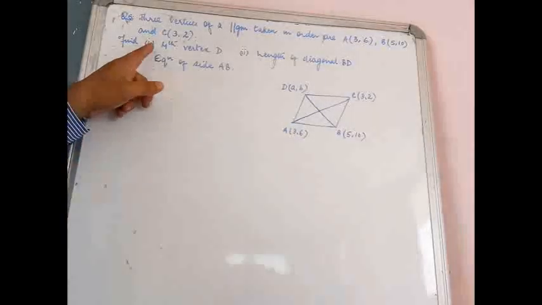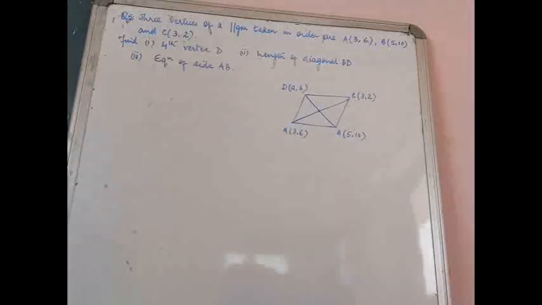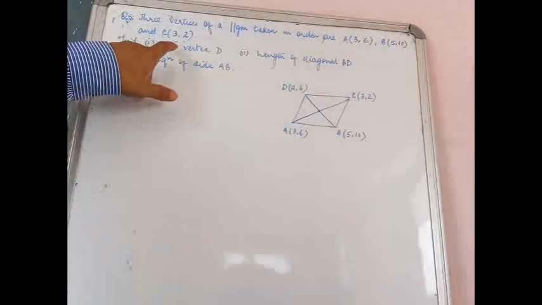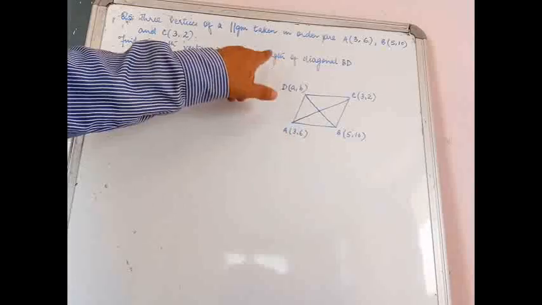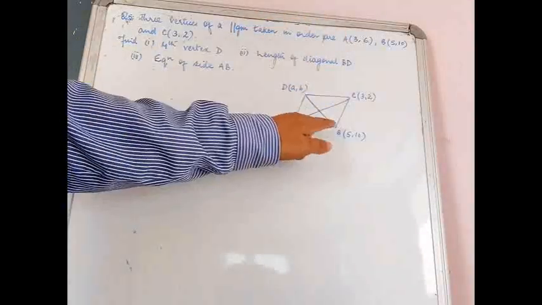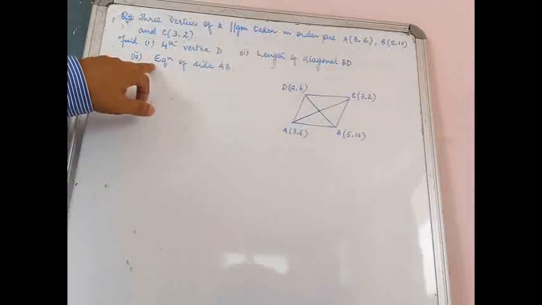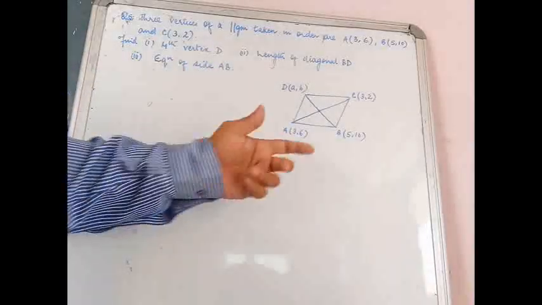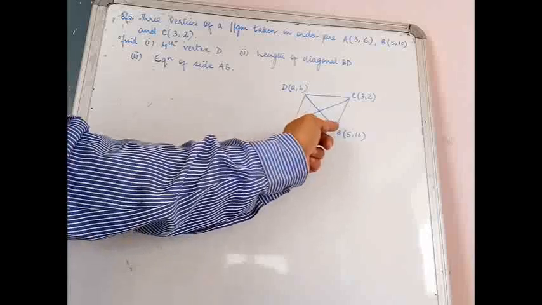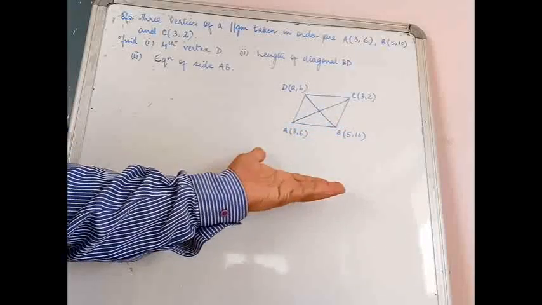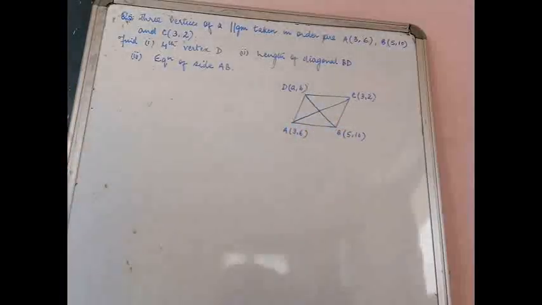What is the question? There are 3 parts to this particular question. We have to find number 1, 4th vertex D, obviously this vertex. Then the length of the diagonal BD, this diagonal BD, length of it. And then the third part will be equation of the side AB, this side. So this side obviously is a straight line AB, for which 2 points are given.